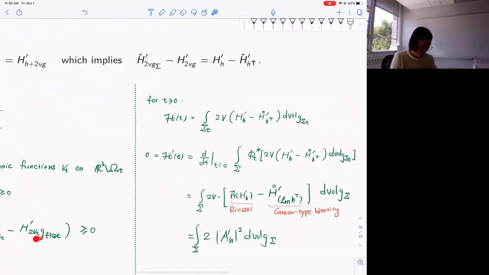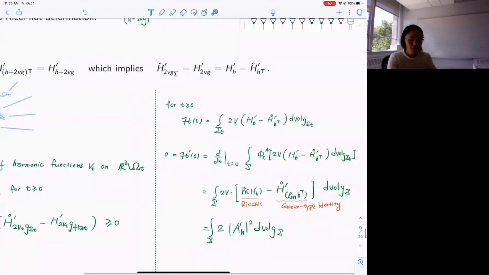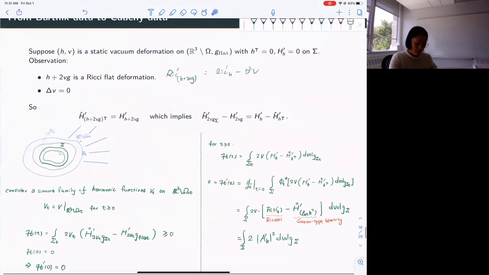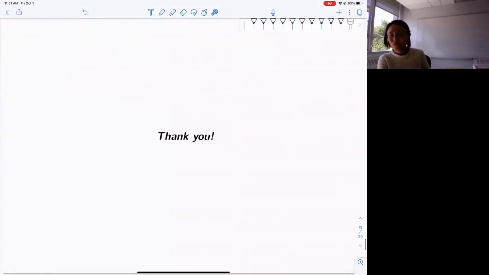We replace those V terms by H terms and take the derivative at 0. In the calculation, we apply the Riccati equation and also the Green-type identity again, and finally derive that A prime H is equal to 0. This tells us that in the convex case, if H preserves the Bartnik data, it must also preserve the second fundamental form. That's the definition of static regular. So that finishes the proof of the convex case. That's the end of my talk. Thank you for your attention.